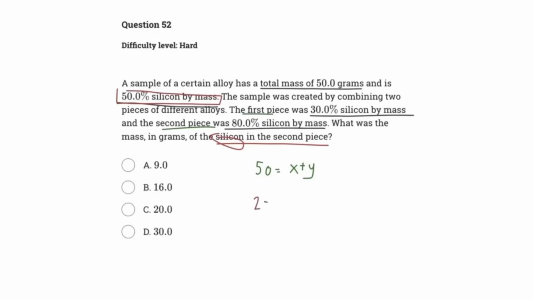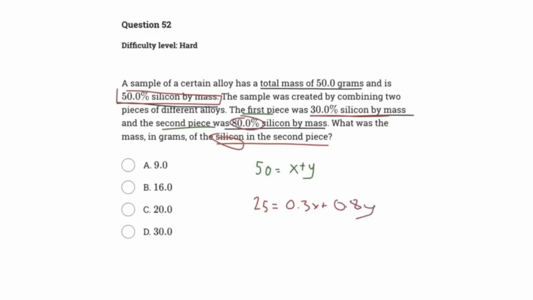Therefore, we can set 25 equal to, well, what are our other given equations? Well, not equations, but variables. We have the first piece, which is 30% silicon by mass, right? So x is the total mass, and therefore now we only have 30% of that for silicon. So we got 0.3x, and now we've got to do the same thing for the second piece, which is 80%. So 0.8 times the total mass.